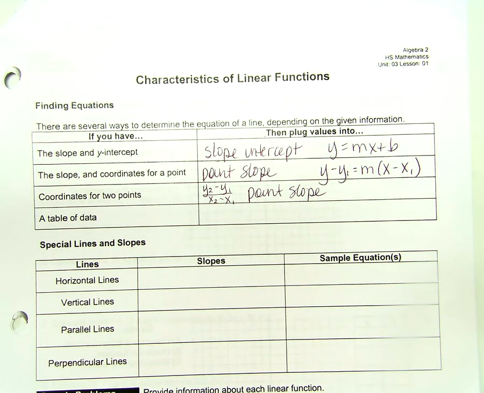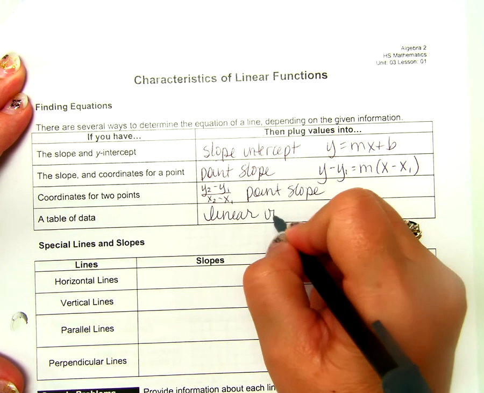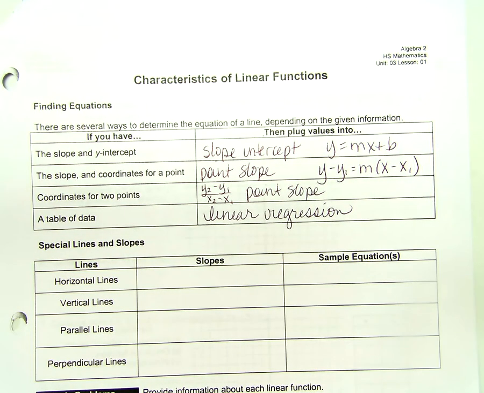And last but not least, if you have a table of data, I'm going to teach you how to make a linear regression in the calculator. If we already have the table of data, that's kind of like having 2 points, right? So we could use the slope formula and then use point slope. But if we already have it, especially if we already have it all in our calculator, why not just let the calculator do the work for us?